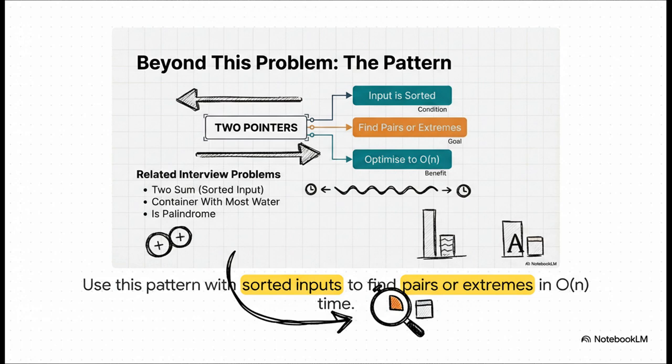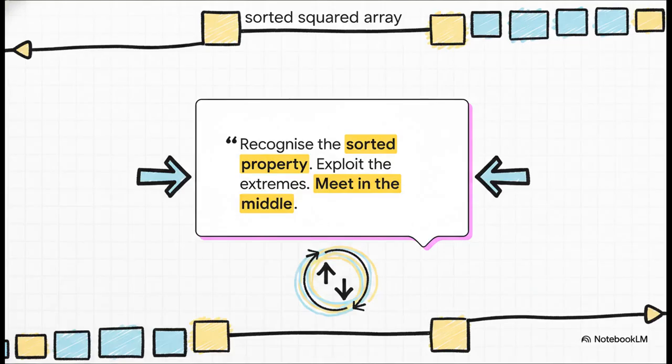You're going to see this pattern pop up all over the place, in famous problems like two-sum, container with most water, even checking for palindromes. So, next time you're in an interview and they hand you a sorted array problem, I want you to remember this little mantra. Recognize the sorted property, exploit the extremes, and meet in the middle. It's a really powerful way to think that just unlocks these kinds of optimal solutions. The only question left is, what else can you solve with this?